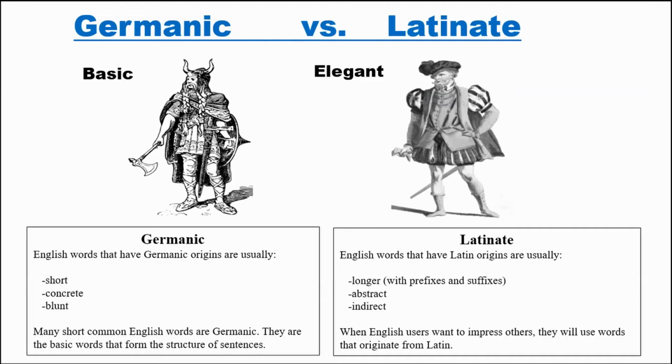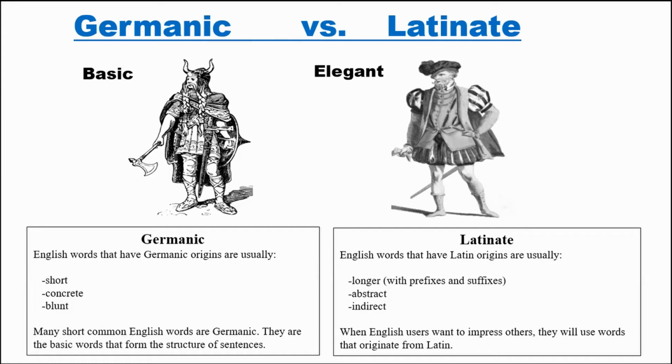So, the result of all this, the point for this lesson, is that English speakers today consider Germanic words as very basic words. They're usually short words, they're concrete, and they're blunt. Many short common English words are Germanic. You in German, du. Is in German, ist, right? They obviously have very strong Germanic origins.